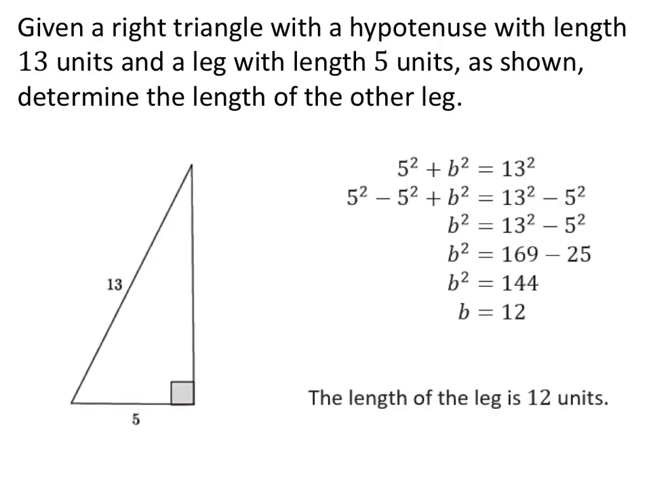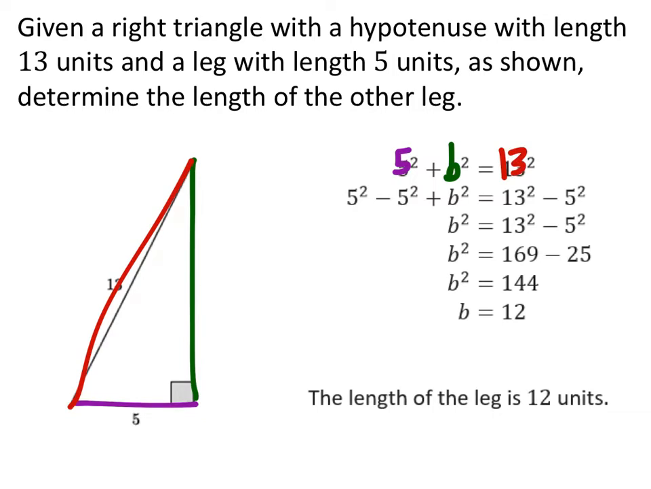All right, this is in the packet. Given a right triangle with a hypotenuse with length 13 units and a leg with length 5 units is shown, determine the length of the other leg. So if I looked at this, I can see that length right there is 5, which would be this leg. And they're just saying that's the b value in the Pythagorean theorem. So there's a b value, and then the hypotenuse, I'll do it in a different color, there's the 13.